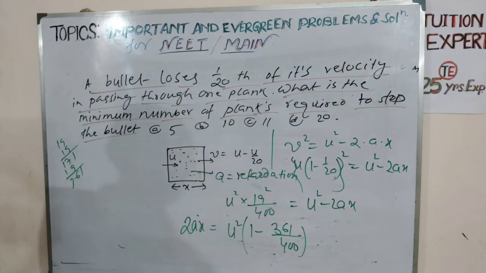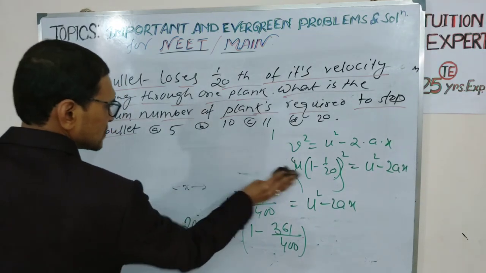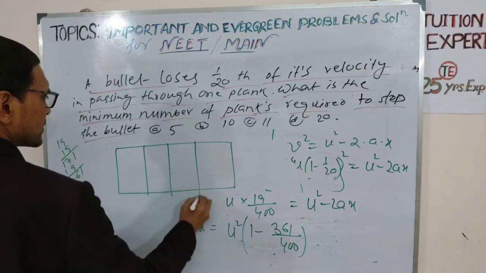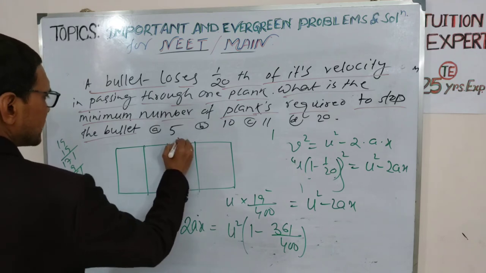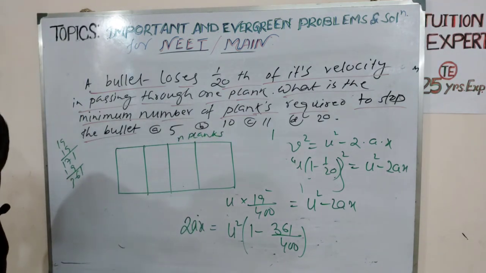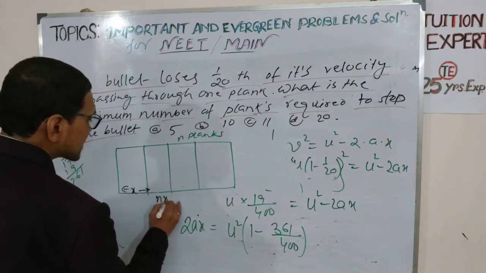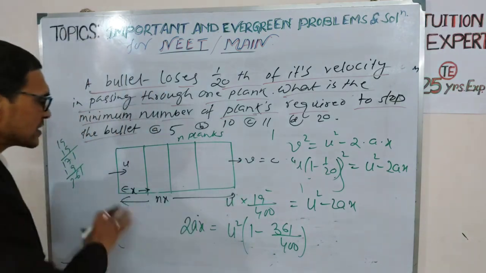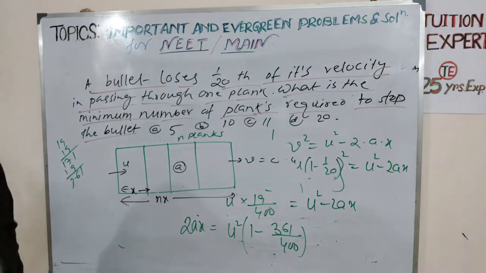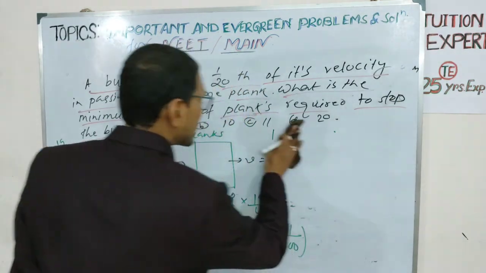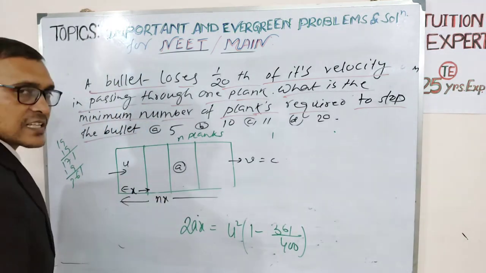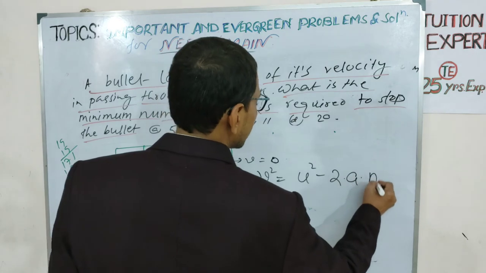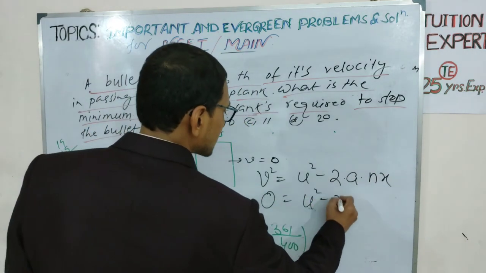Now if the final velocity becomes 0, in the second stage, suppose n planks are required. What is the distance of the n planks? The distance will be nx. Here the initial velocity is u and the final velocity is 0. The retardation remains the same because the same planks are used, so the average retardation will be the same. So what is the equation? 0 equal to u square minus 2a into nx.